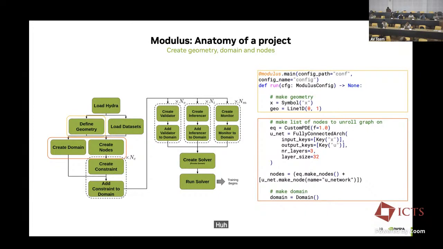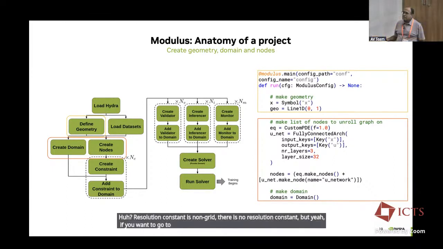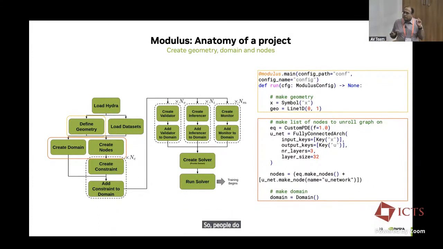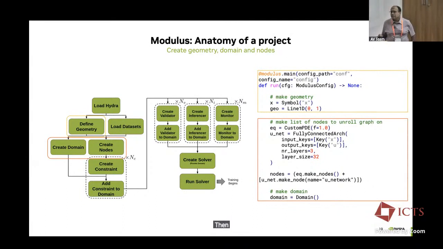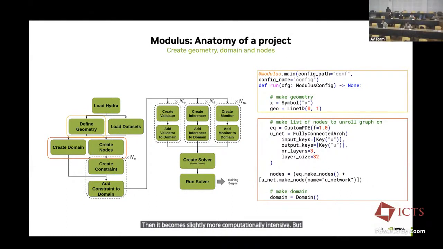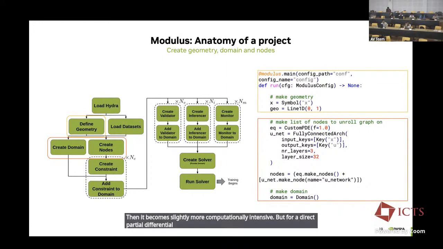There would then be some resolution constraint. For a non-grid approach, there is no resolution constraint. But if you want to go to a grid, it becomes more computationally intensive. People do go to gridded for, say, Fourier domain and all that. Then it becomes slightly more computationally intensive. But for direct partial differential equations, you don't require a grid.